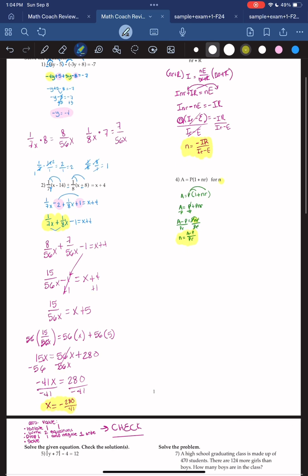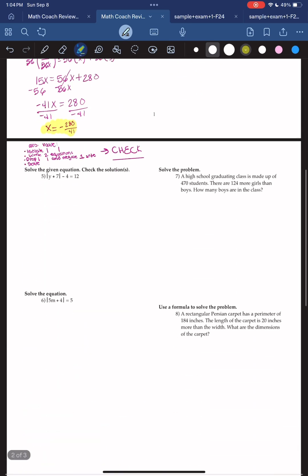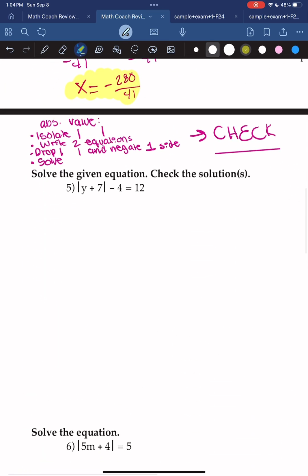So that was 1 through 4. Let's go to number 5. I wrote some things here. So we have to solve the absolute value equation. And when you solve absolute value equations, you have to check them. You have to check that your answer is correct.